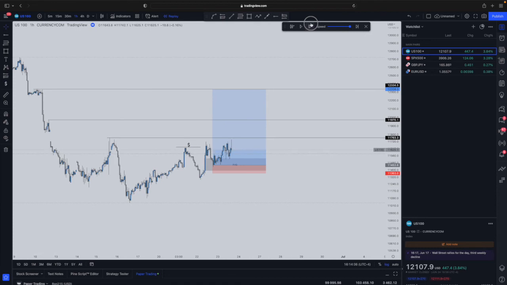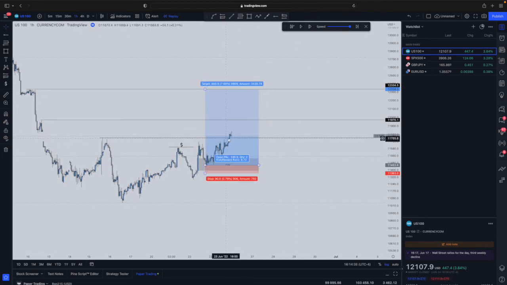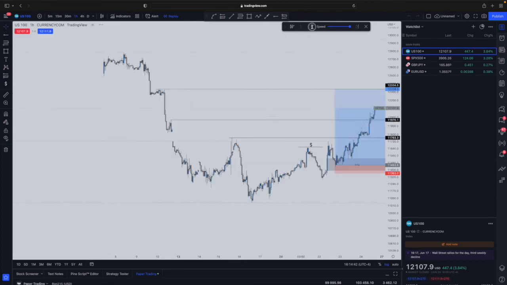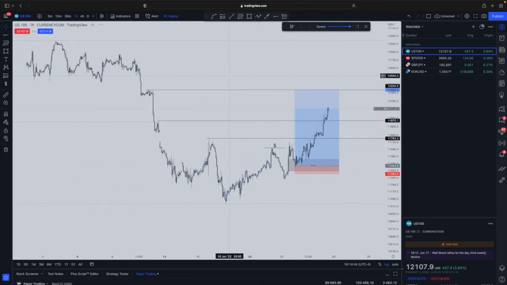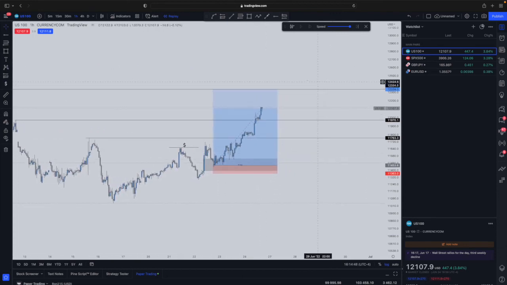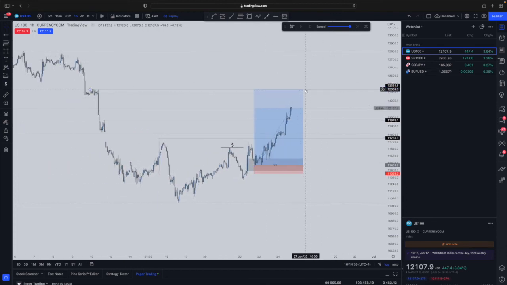Okay, so price hits target 1 there, hits target 2 there, and now this is current price action. So right now it's on its way towards the next target.